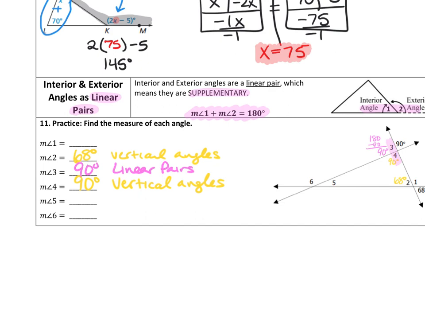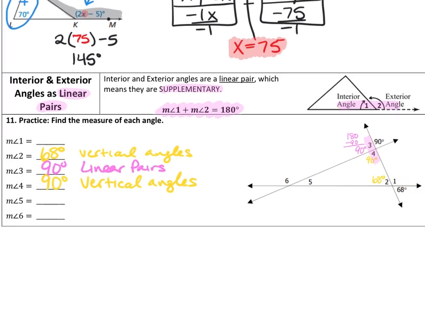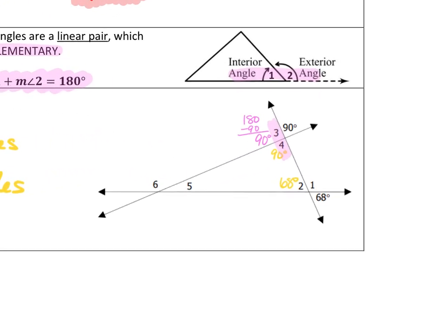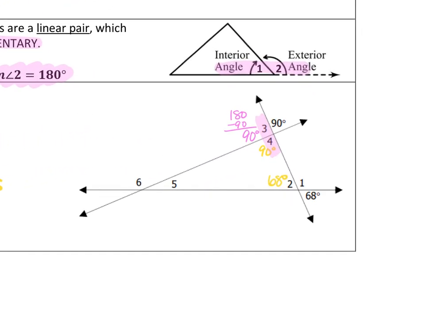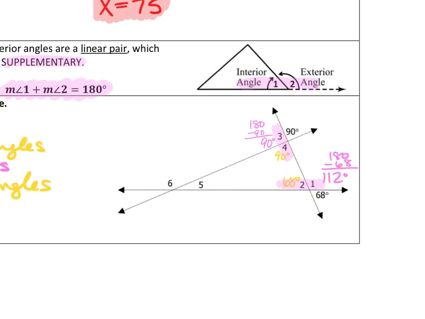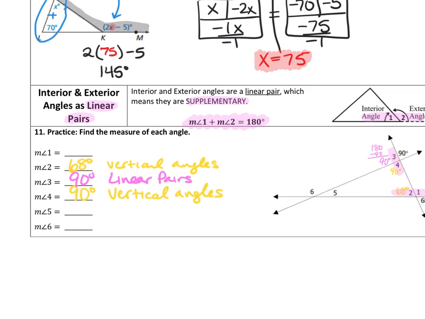Since we're on the topic of linear pairs, is there another linear pair you can find in this image? Angle 1, very good. If you look at angle 1, it's going to be a linear pair here with angle 2. Which means, what's the measurement of angle 1? 68. Ooh, not the same. Remember, they're supplementary, so they have to add up to 180. 180 minus 68, if you trust me, is 112 degrees. So angle 1 is going to be 112 degrees due to the linear pair.